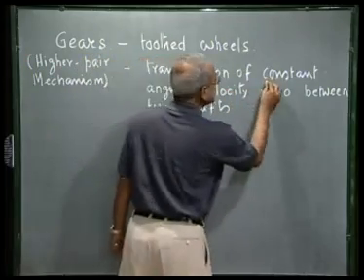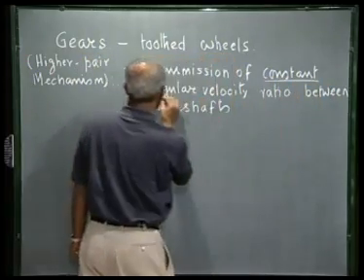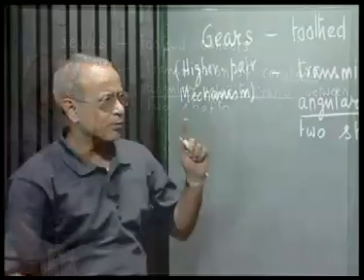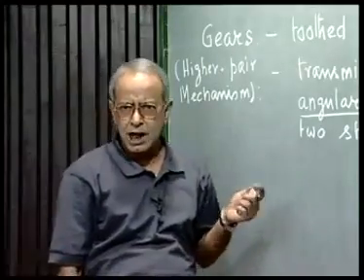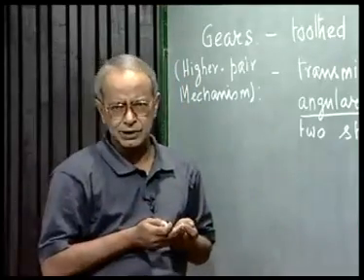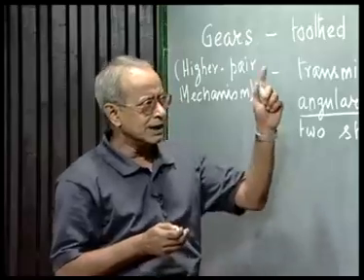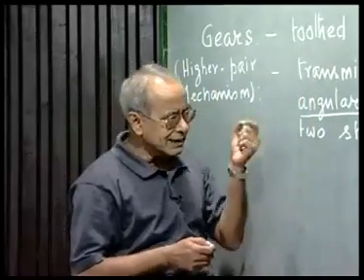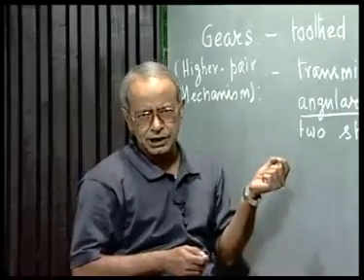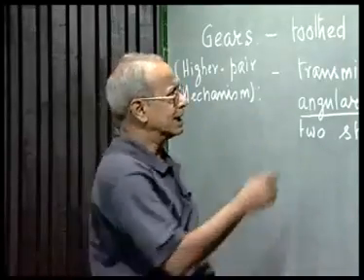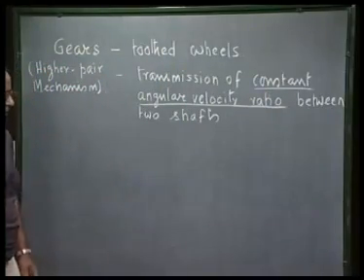I want to emphasize this constant angular velocity ratio. This is very different from constant RPM ratio. RPM is not angular velocity, that is the average angular velocity or average angular speed. But gears are used such that at every instant, the instantaneous angular velocities of the two shafts maintain a constant ratio. That is why we use gears.